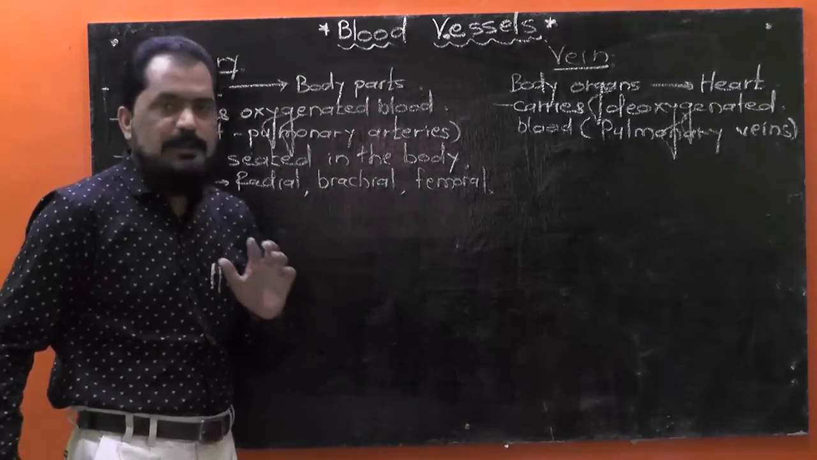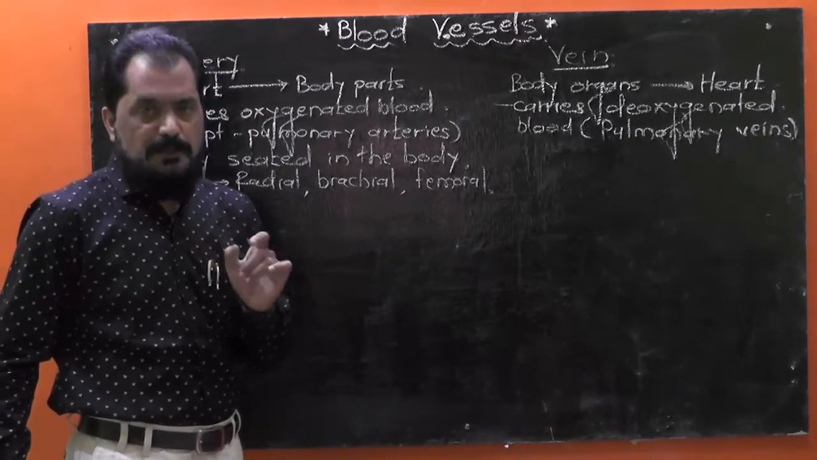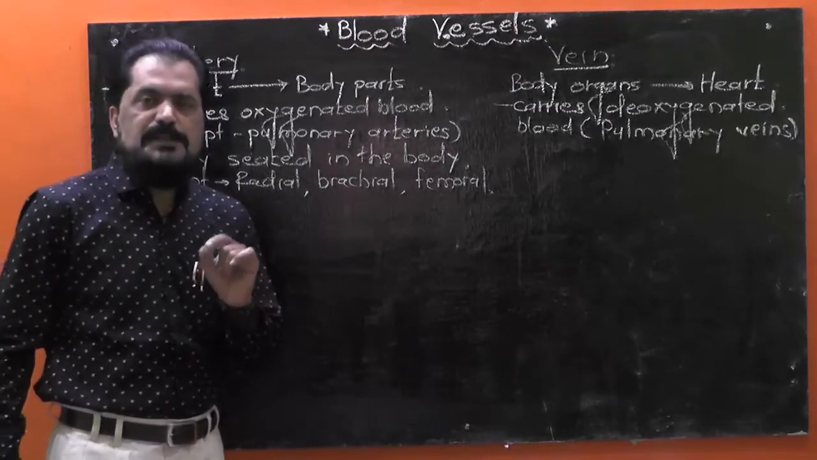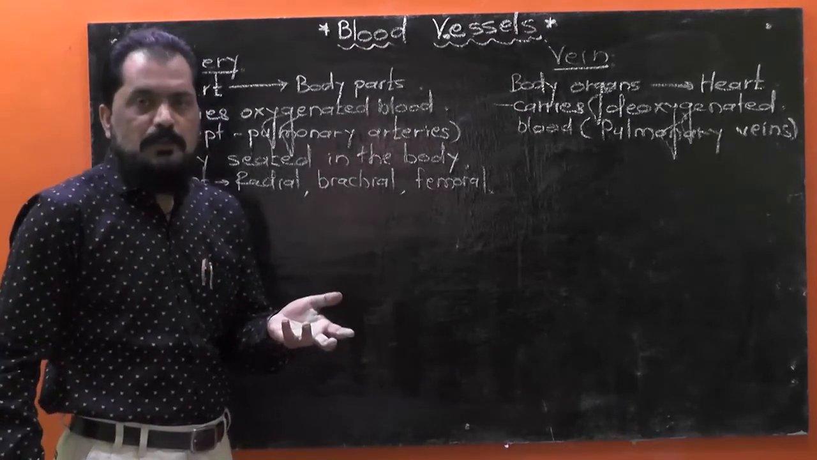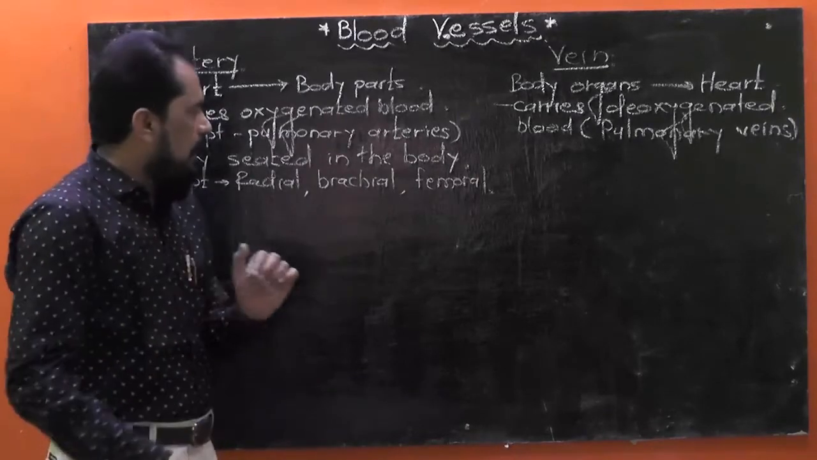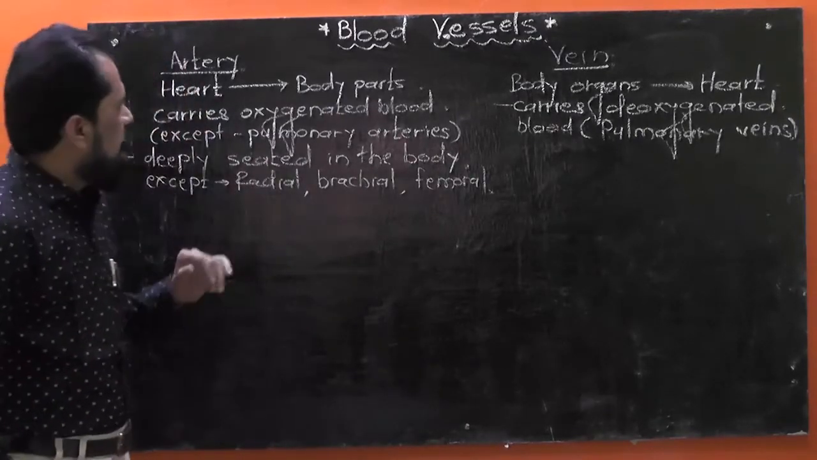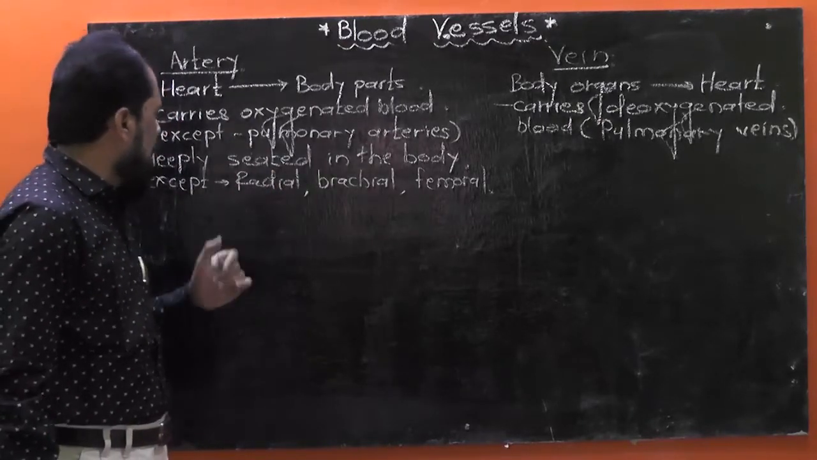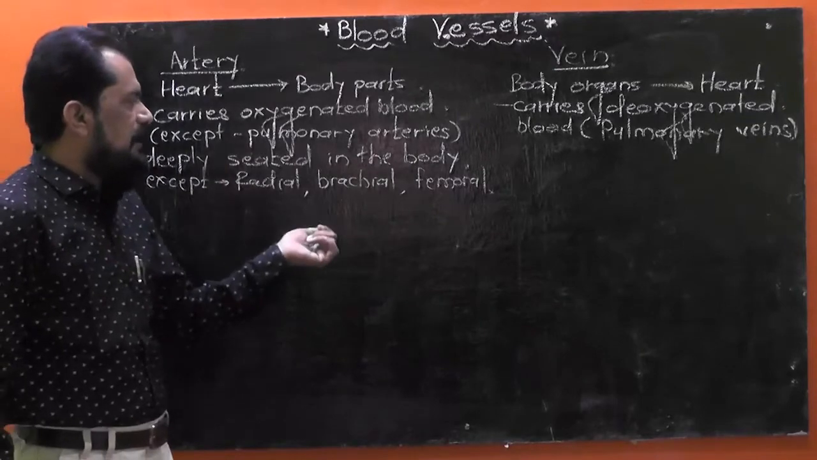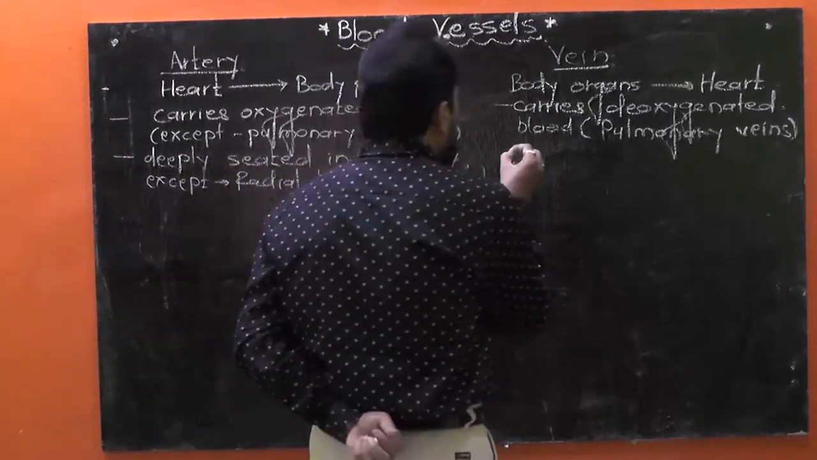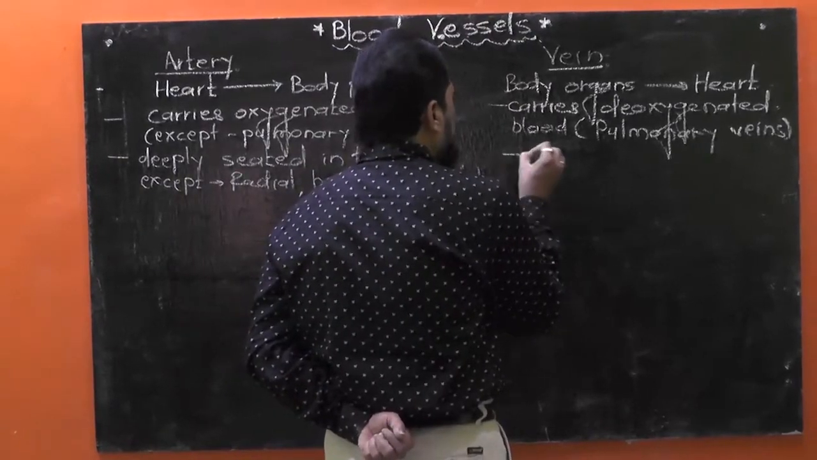Here femoral stands for the femur. You know femur is the bone of thigh. Radial stands for the radius bone. You know it is one of the two bones present in the forearm. So I told you that arteries are mostly deeply seated in the body except radial, brachial and femoral arteries, while the veins are superficially located.